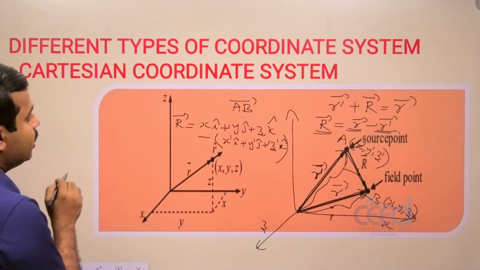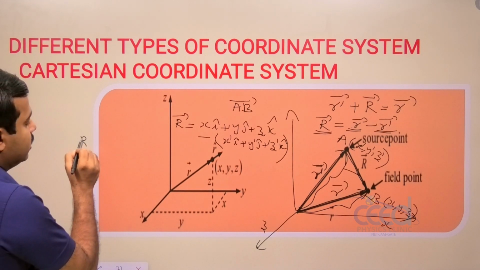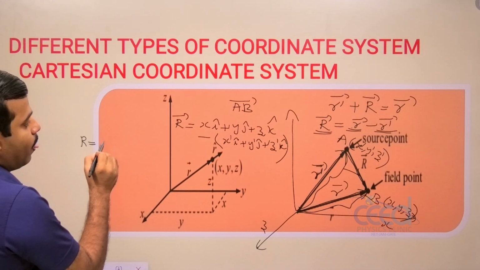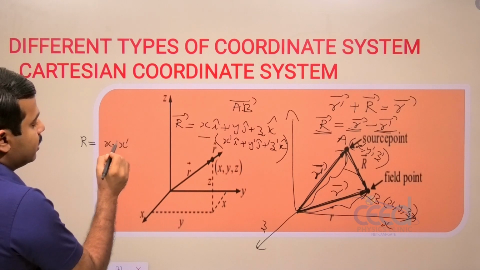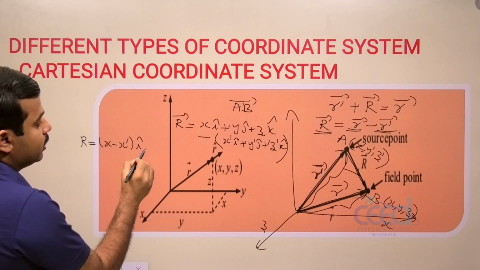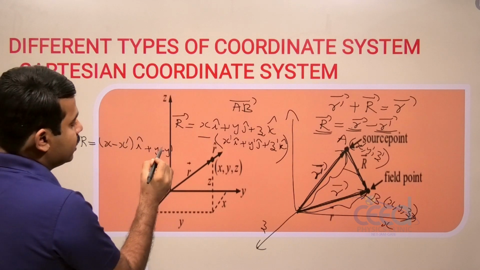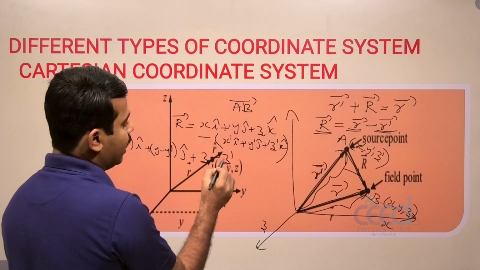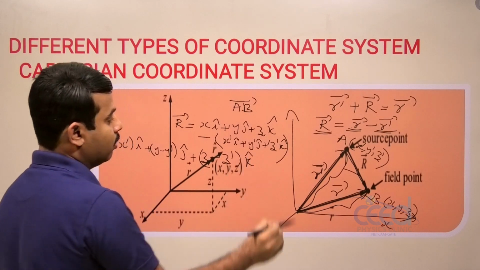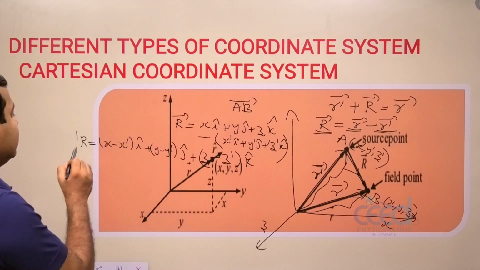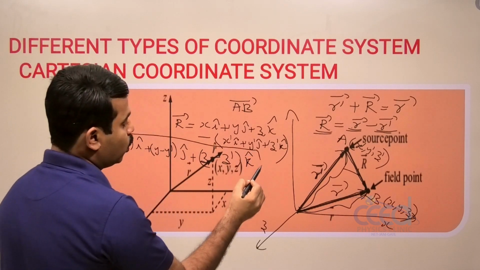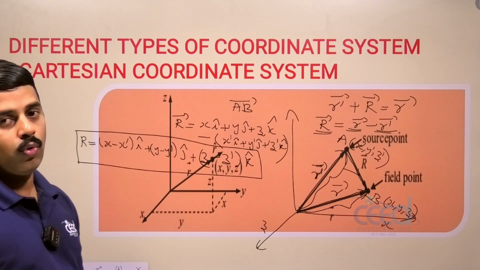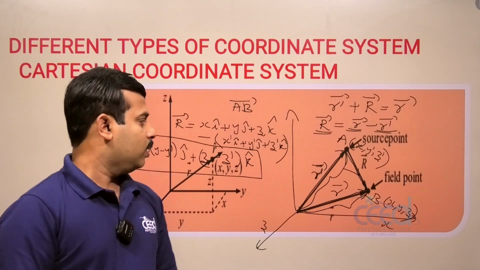Then this displacement vector I can write as R is equal to x minus x dash i cap plus y minus y dash j cap plus z minus z dash k cap. So this is the displacement vector notation in the Cartesian coordinate system.